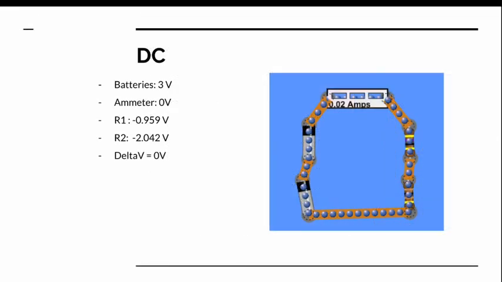The next part of the lab involved measuring the voltage drops across specific parts of the circuit. Across the batteries, there was a voltage increase of 3 volts. Across the ammeter, there was a voltage decrease of 0 volts. Across resistor 1, there was a voltage drop of 0.959 volts, and across resistor 2, there was a voltage drop of negative 2.042 volts. As this is an ideal simulation, the voltage drop across the wires at any point was 0 volts. This results in the delta V of the overall circuit being 0, which is correct.